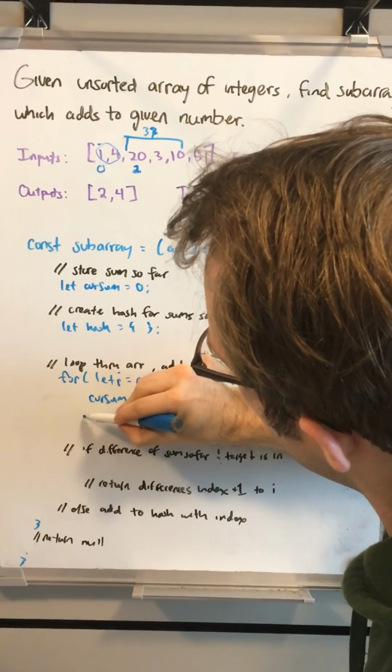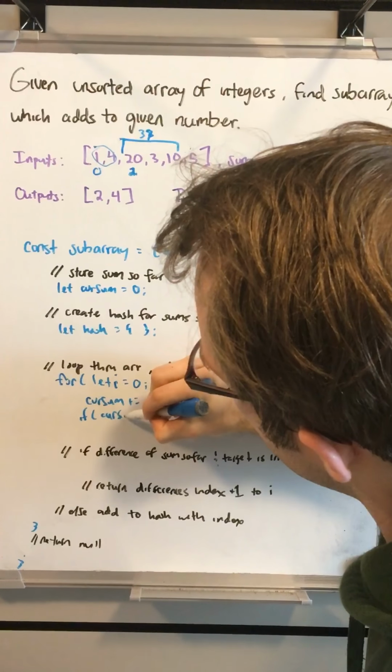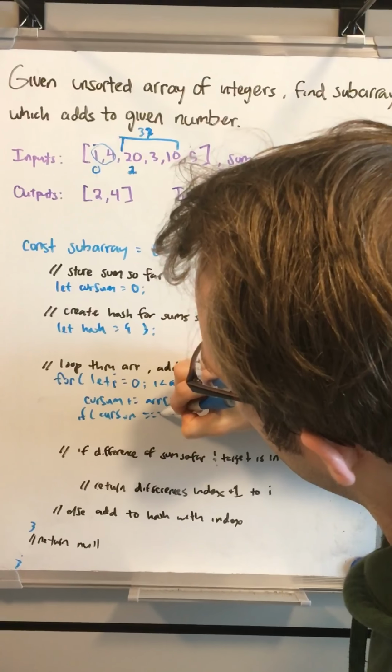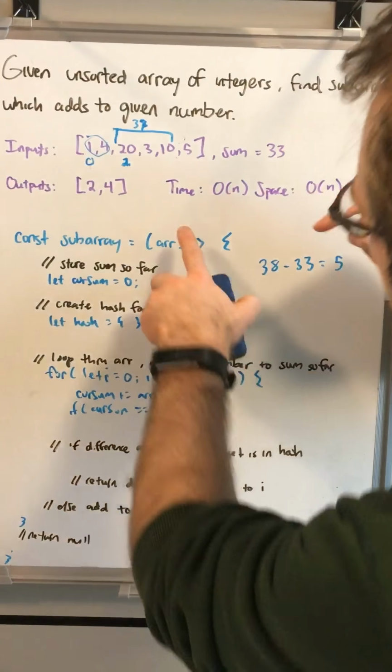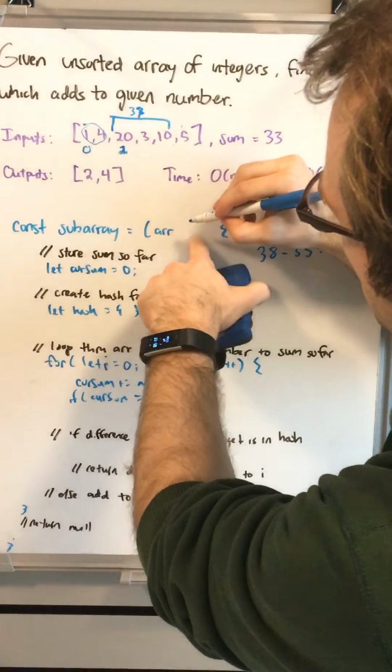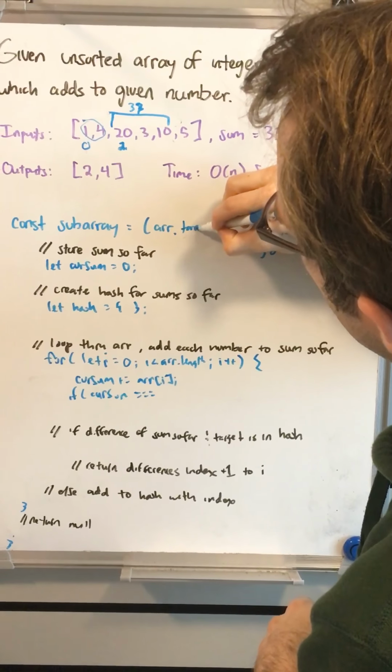And then we just ask if current sum is equal to our, excuse me, I forgot to add in target up here.